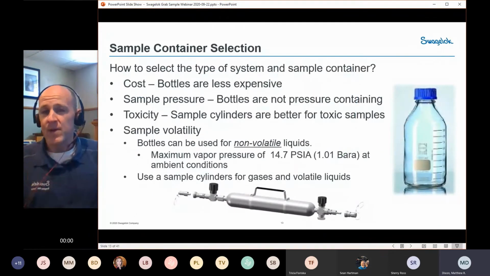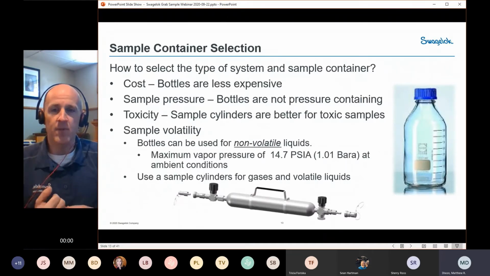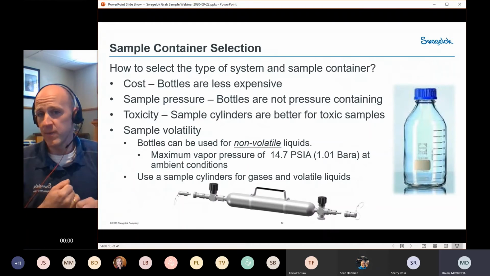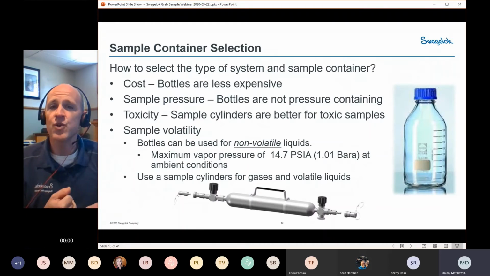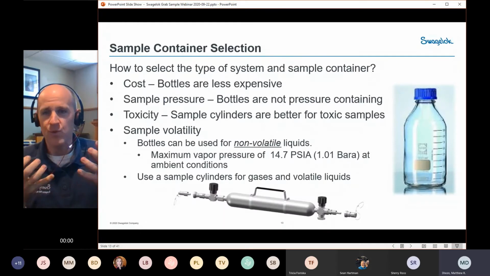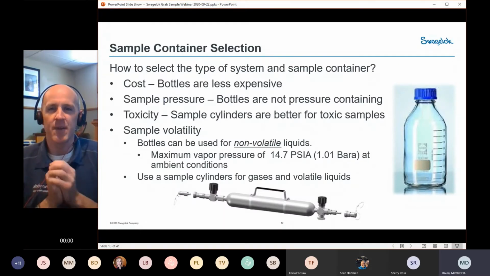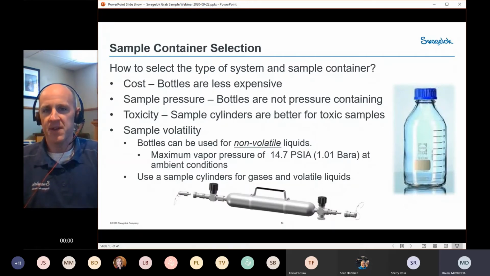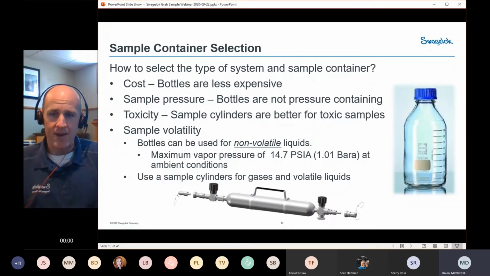So depending on whether that's going to be a gas or a liquid, that's really going to push us towards one type of sample container or another. So again, the ultimate choice generally comes down between one of two things, either a bottle of some sort, whether that's a glass bottle like what's shown here, or whether that's a metal can or some sort of a container that's really just not intended to be pressure containing, or you have a sample cylinder assembly, which you see there at the bottom of the screen. Sample cylinder assembly like that, that's going to be able to maintain pressure.